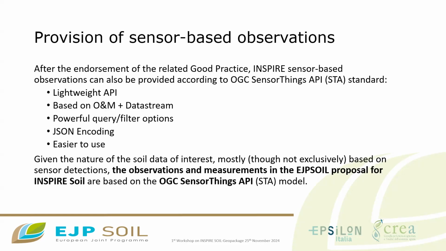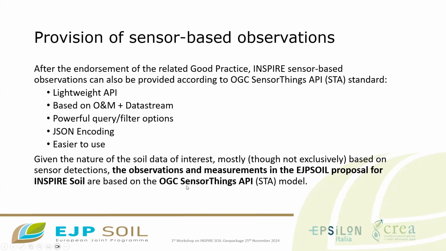That is why, after the endorsement of the related good practice, INSPIRE sensor-based observation can only be provided according to the OGC SensorThings API standard, which is a lightweight API. It is also based on O&M and introduces the concept of data streams, as well as powerful query and filter options, and GeoJSON or JSON encoding. It is easier to use.